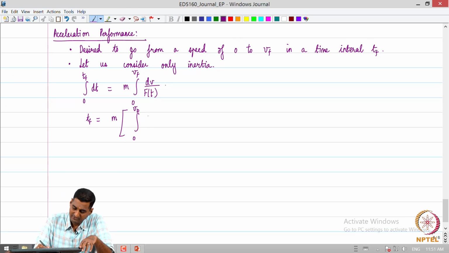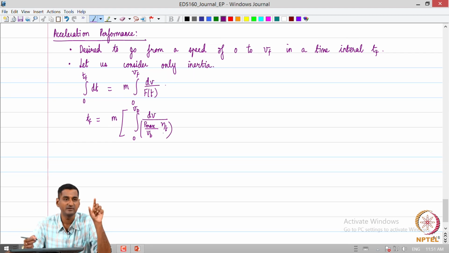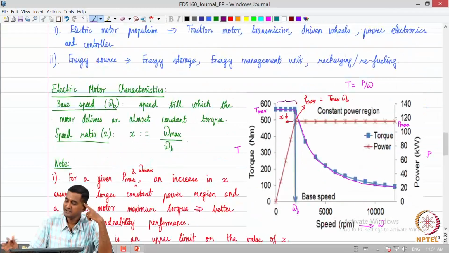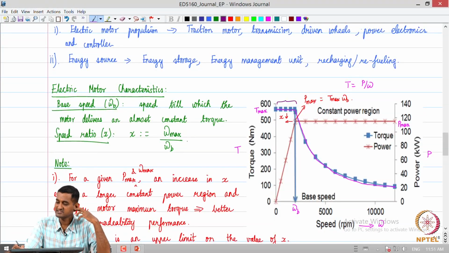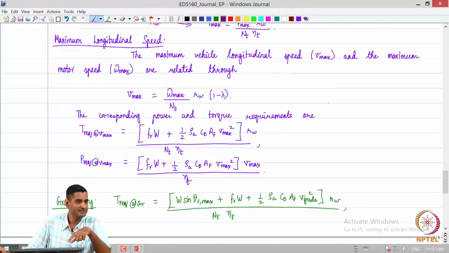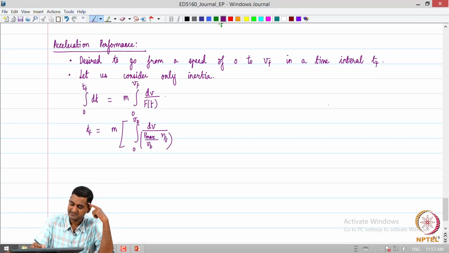So, integral 0 to Vb, so then it will become dV divided by, so here the force output that we will get is going to be P max by Vb times eta t, because how did we get this? At the base speed, P max equals T max times omega b, or I can say F times V divided by eta t, right. So, I just essentially make use of that equation to get this expression.